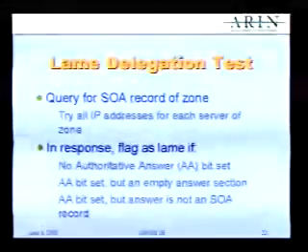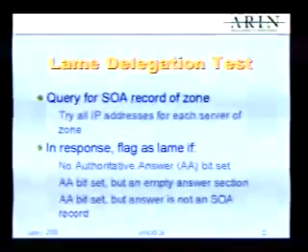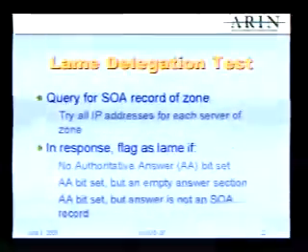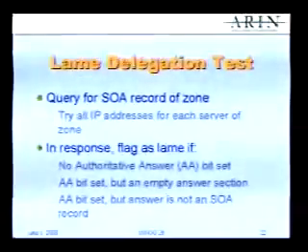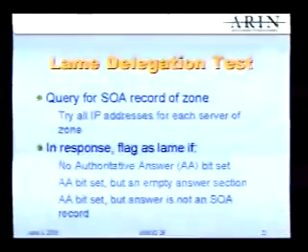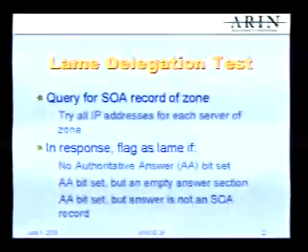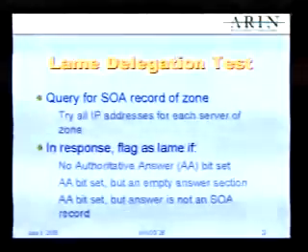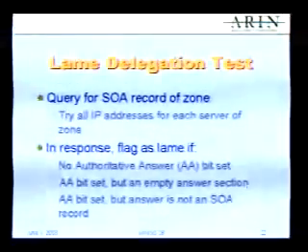Now, what the staff has done to implement this policy is we've gone around with a testing tool that we've developed right now, which does the test I have described here. It asks for the SOA record for the zones that are under test. We try all of the IP addresses for every server we can find, and we look to see the answers that come back to us.